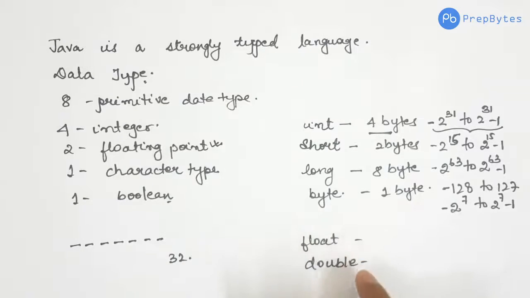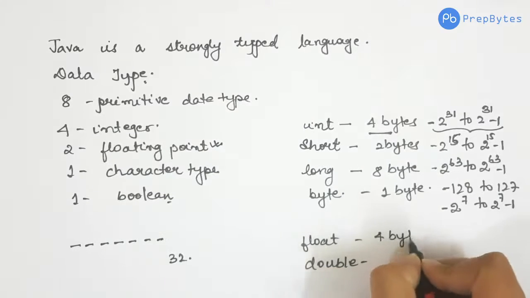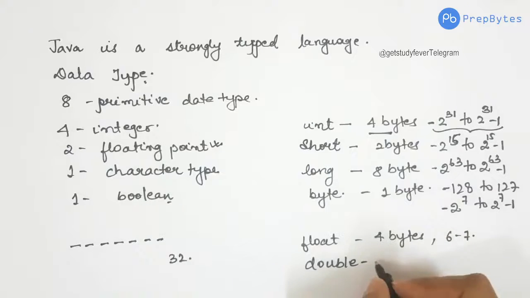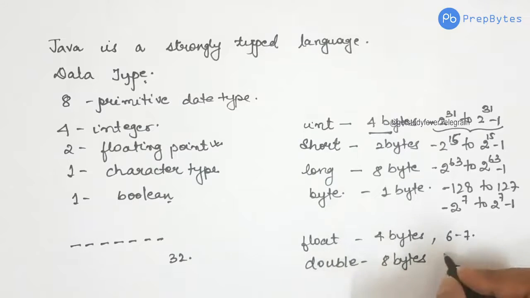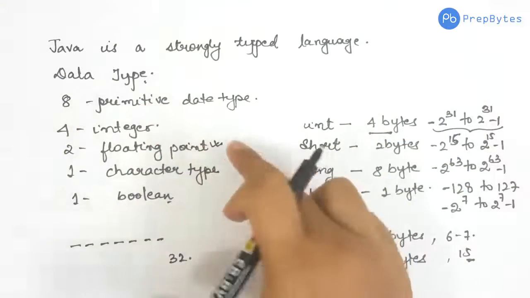So, float will occupy 4 bytes, where the precision is from 6 to 7 digits, and double occupies 8 bytes. And the precision is 14 or 15 decimal digits. So, this is about integer and float.